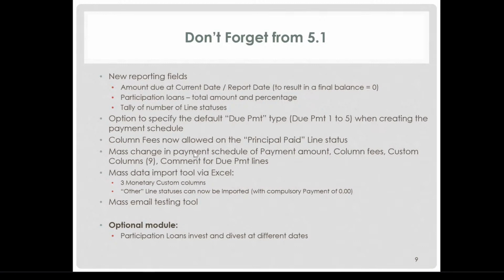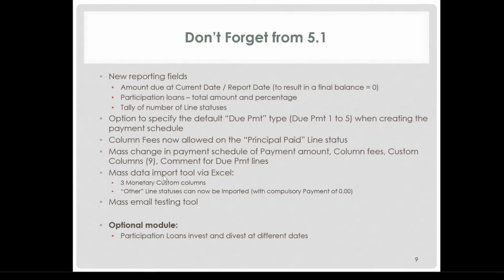Mass change in payment schedule of payment amount, column fees, custom columns for next due payments. If you're doing escrow accounts, or if you are charging sales taxes and the escrow amount changes in 2021, you can now bulk make these changes for future payments, whereas before it was kind of difficult. So that simplifies the lives of many people who use column fees or those extra identification columns in the payment schedule.